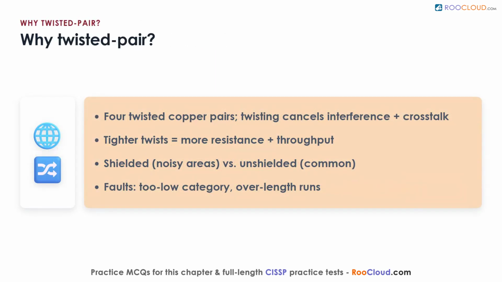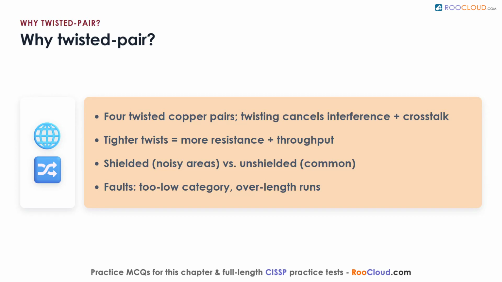Why is twisted pair the everyday workhorse? Because it is thin, flexible, cheap, and clever. It bundles 4 pairs of copper wires, each pair twisted at its own rate. And that twisting is the trick. It cancels out interference and reduces crosstalk, where a signal on one pair bleeds onto another. Tighter twists mean more resistance to noise and higher possible throughput.